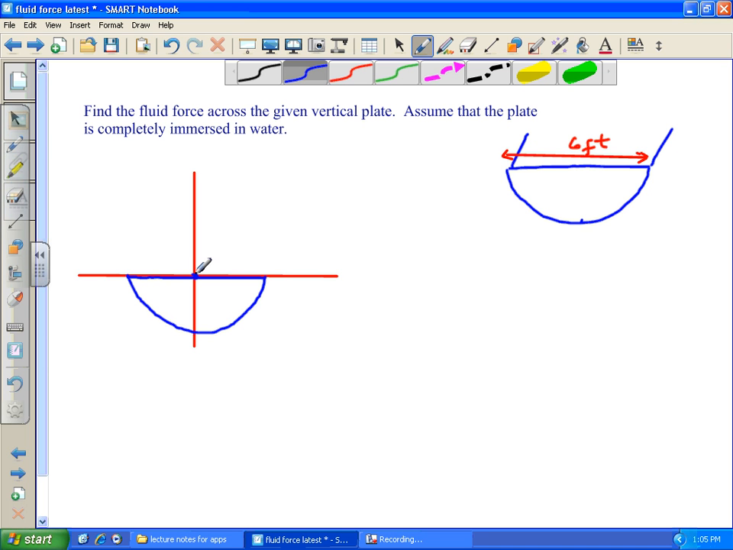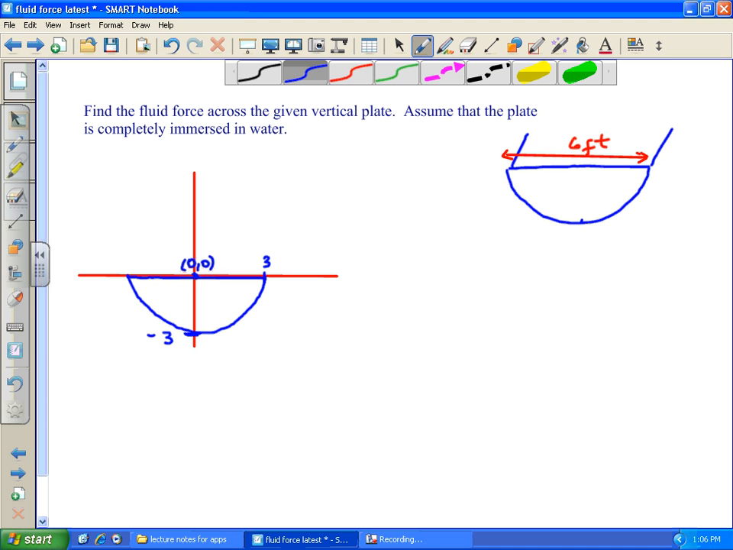So what is this point right here on the x-axis? And by symmetry, that will be 3, right? And what is this point down here? Once again, because the radius is 3 and this is below the y-axis, it's going to be negative 3, right? Because this is the point 0 comma 0 right here. So distances below that will be negative. Okay. So what is the first thing I should do to find the fluid force across this container?